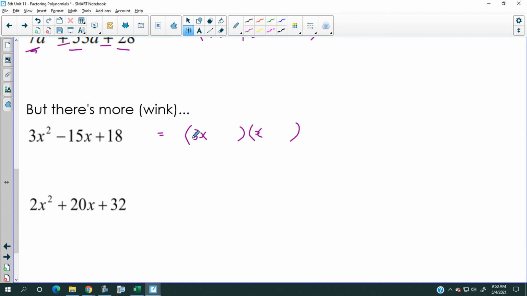So 3x and 3, because that's a prime number. Now for 18, I need 6 and 3, and I'm already thinking 6 and 3 because if I put 6 here, I would get 18, and if I put the 3 here, somehow 18 and 3 can give me negative 15. Since the middle number has to be negative and it's kind of a biggish number, I'm gonna make the 6 negative, because negative 6 times 3 is negative 18, and that's positive 3x. And so there's my answer.